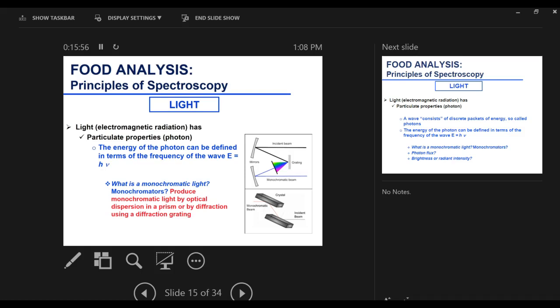So your light is coming here and it's hitting a mirror because you want to contain everything in a small space. So you use mirror to reflect the light, and then it gets reflected to a grating system. It can be a grating system like this, or it can be a prism. What happens is when the light hits the grating system or the prism, it diffracts into multiple wavelengths.